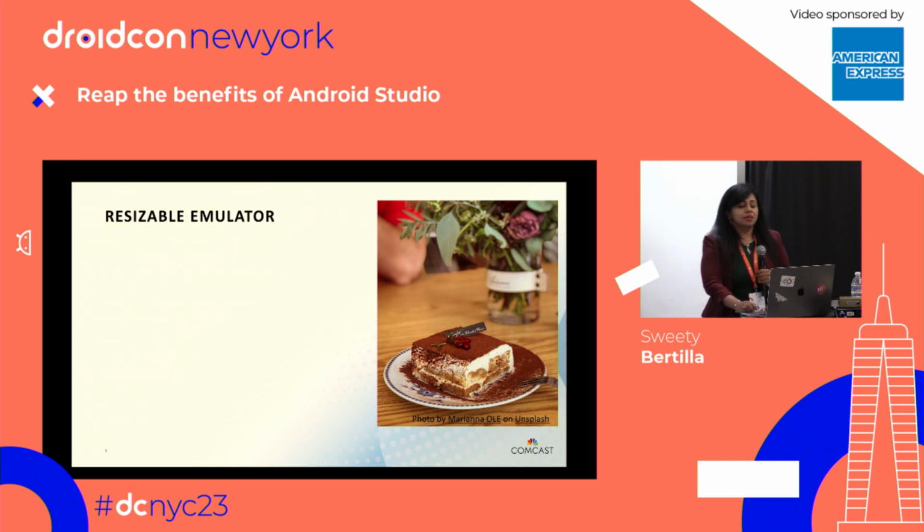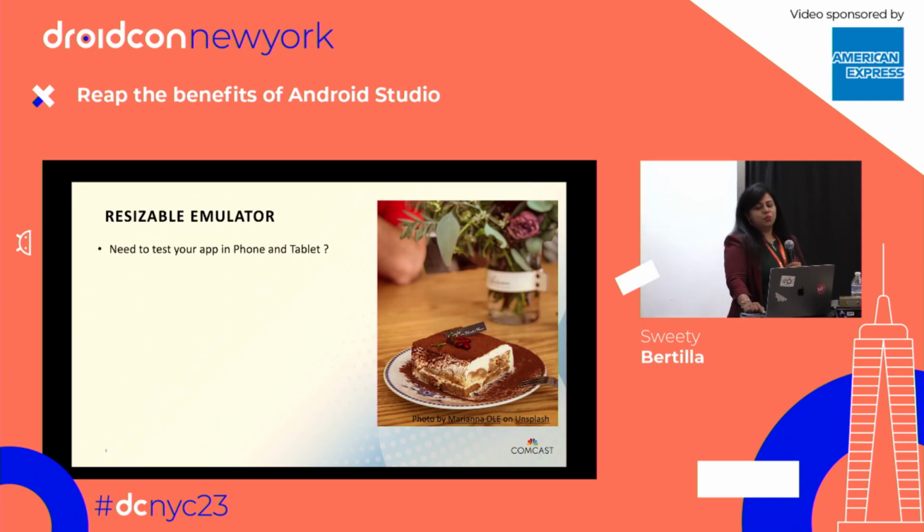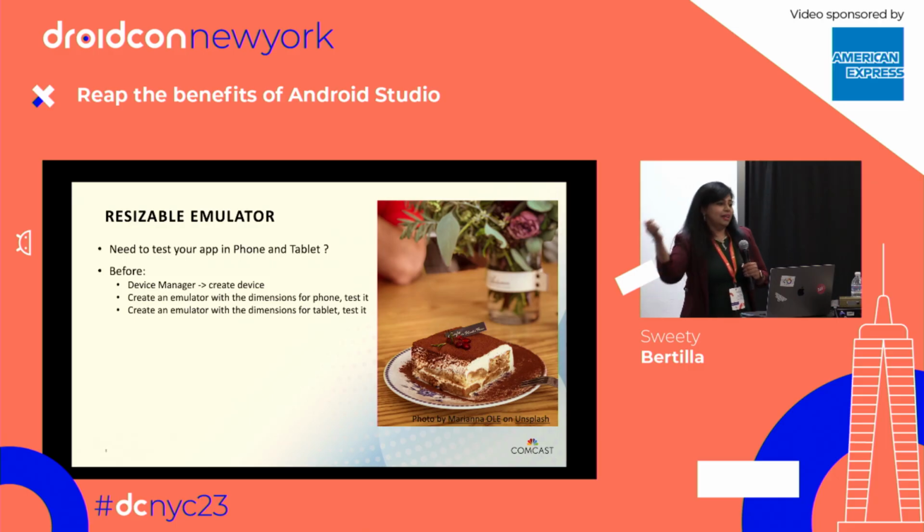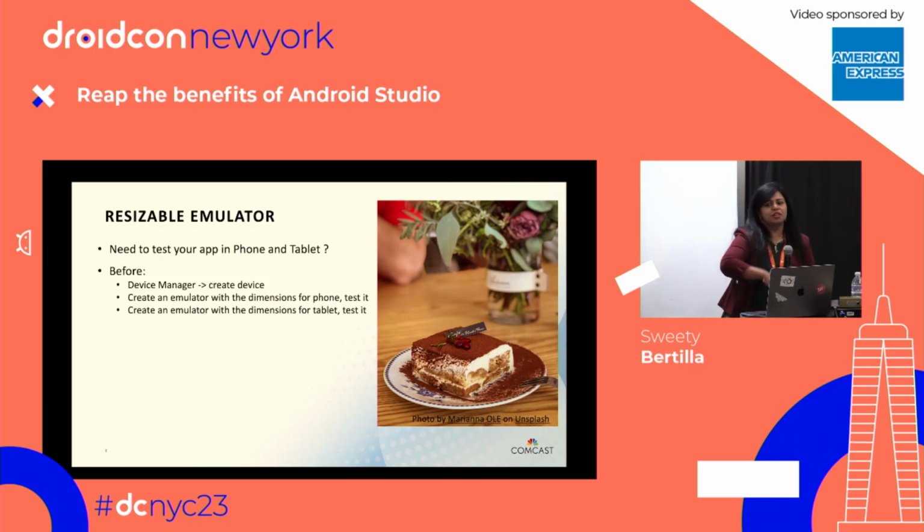With that, let's look into the next feature, which is the resizable emulator. I'll come back to this image, which is a nice dessert, tiramisu. When you want to test your app on a phone or a tablet, what would you do? This is what I'll do. I'll go to Device Manager, create a device, create an emulator with the phone dimensions, and test it. Then again, I'll create an emulator for a tablet, and then test it.